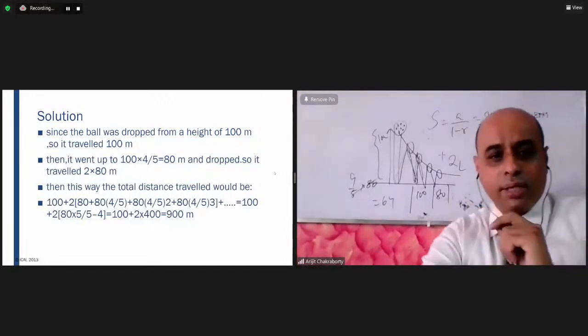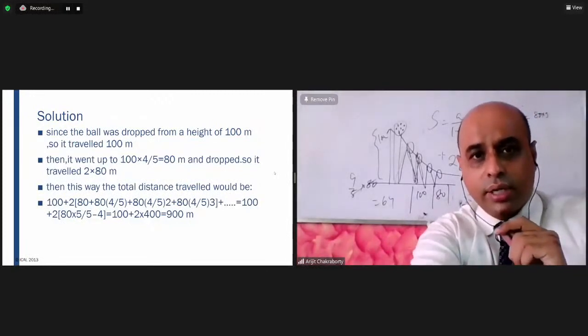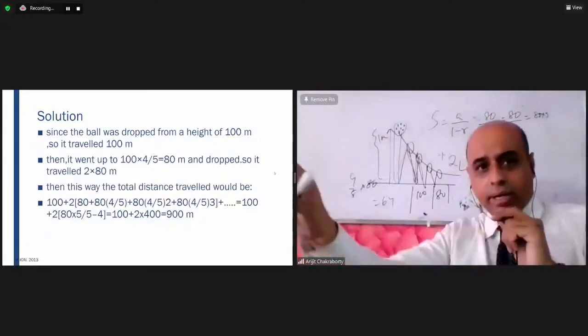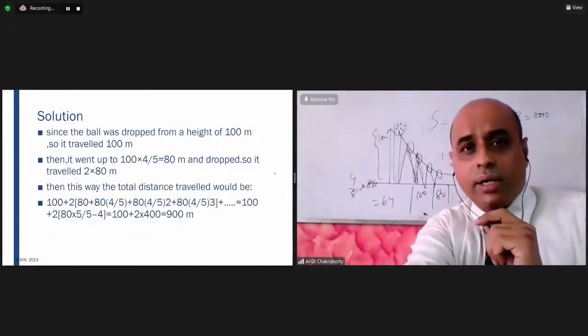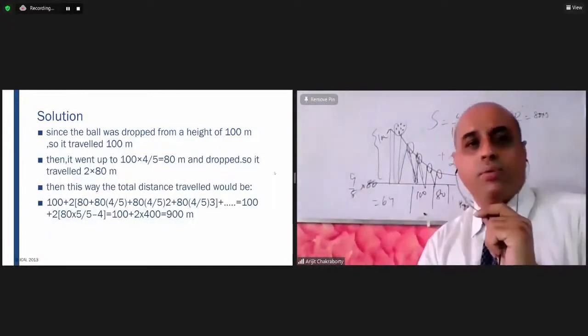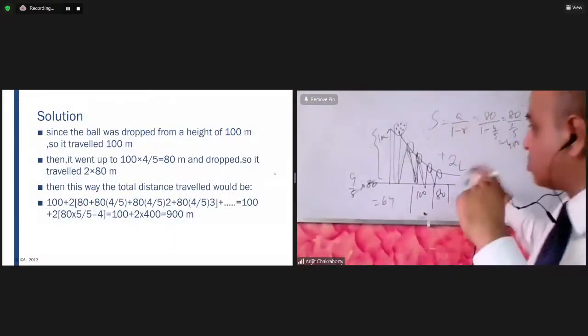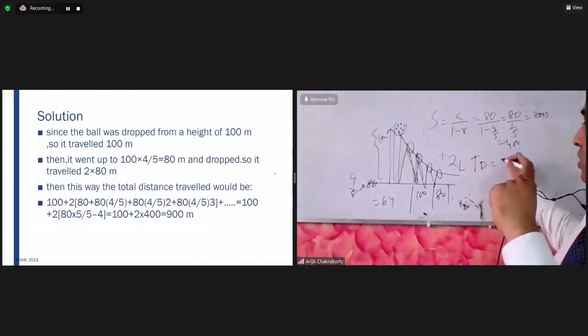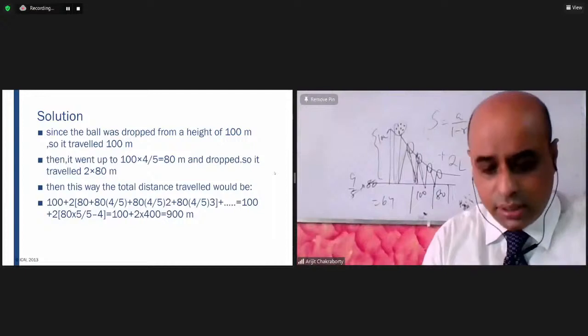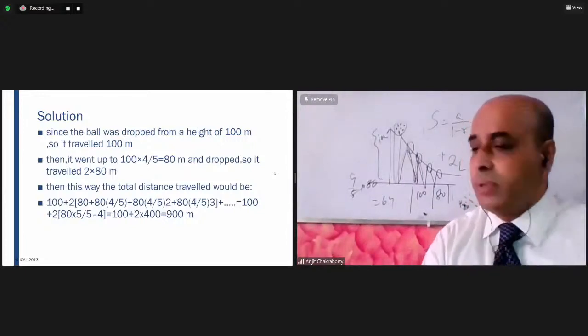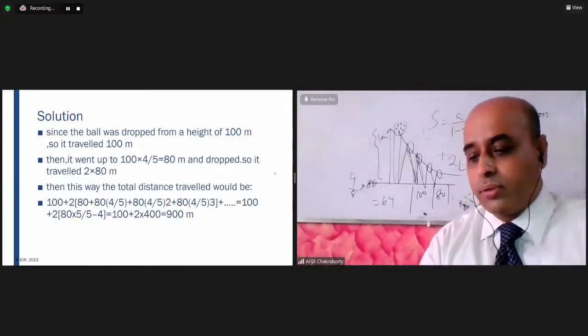But I also have to multiply it by 2 because it's already written 2 into the entire expression. So 2 into 400 is 800 plus the 100 which is left. 800 plus 100 is 900. So the total distance it travels is 900 meters. So this is one of the most intelligent questions on this chapter on GP, and I'm sure you can understand this.